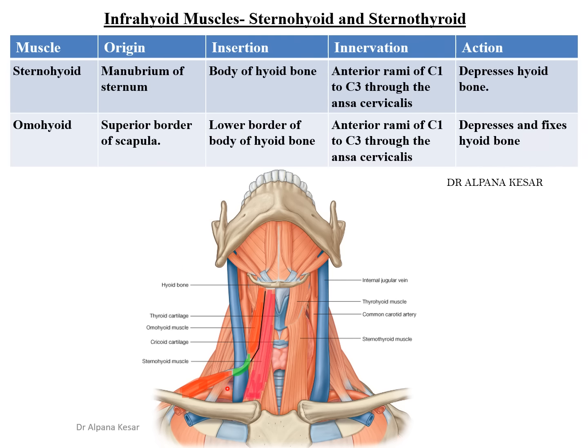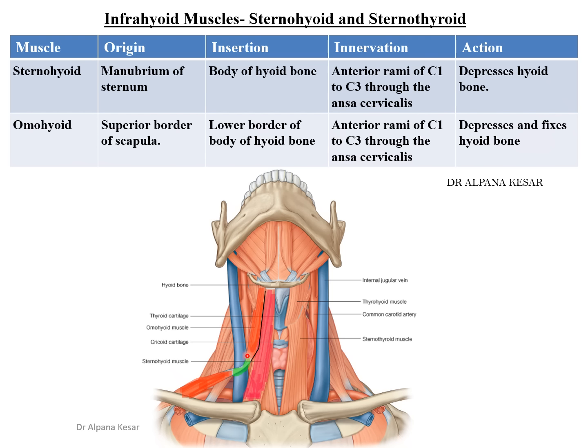Sternohyoid. This muscle is sternohyoid. Sternohyoid takes origin from the manubrium of the sternum and gets inserted in the body of the hyoid bone. Action of sternohyoid is to depress the hyoid bone.